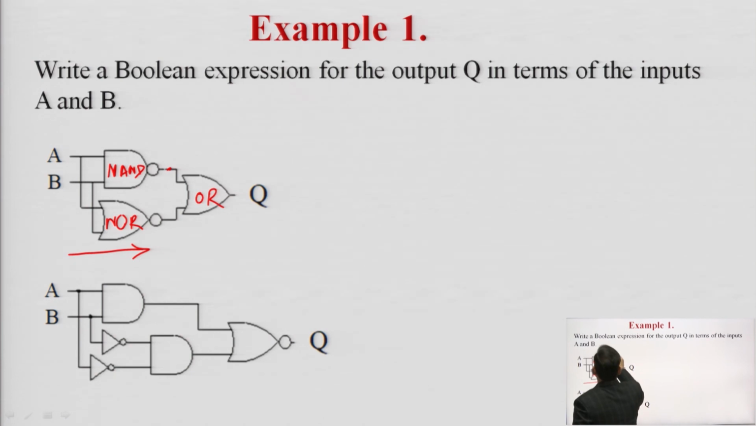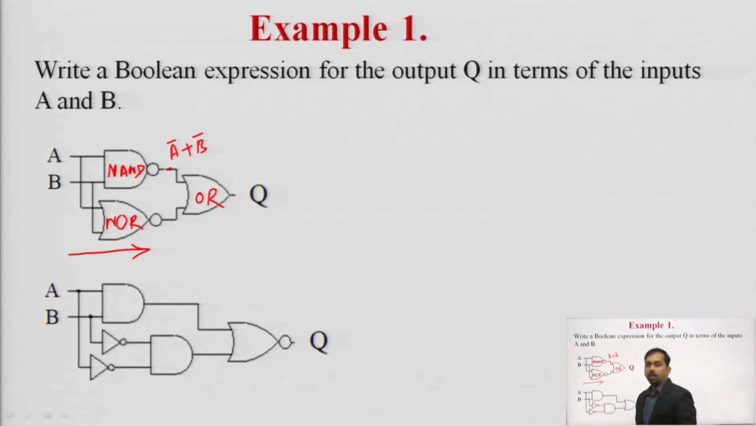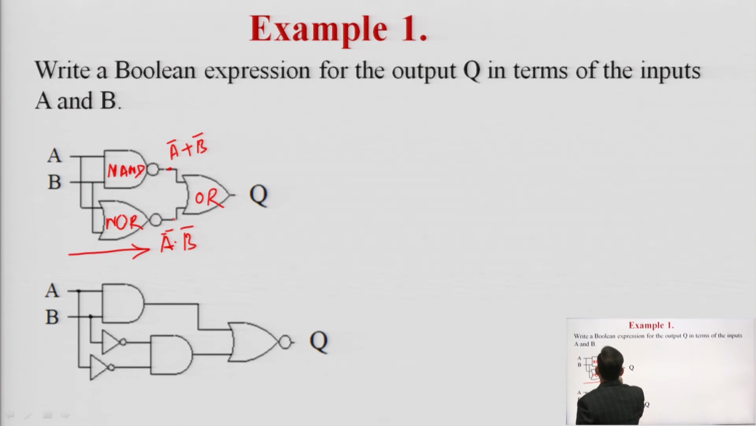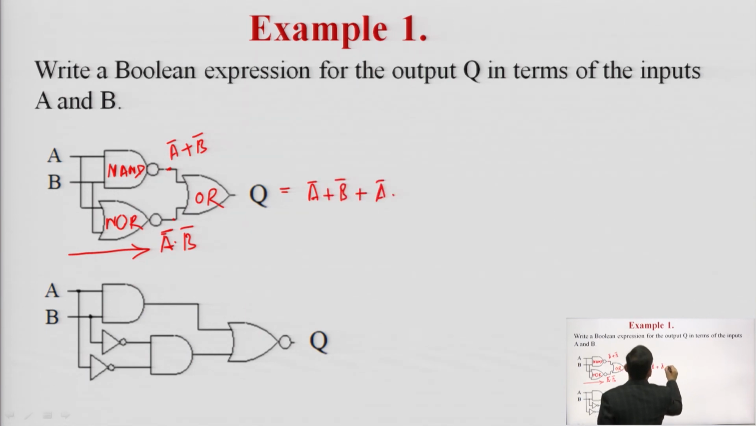At this particular end we have A bar plus B bar. Similarly, over here we have A bar dot B bar, which is the output of the NOR gate. After that we'll perform this OR operation, so the output will be A bar plus B bar plus A bar dot B bar.